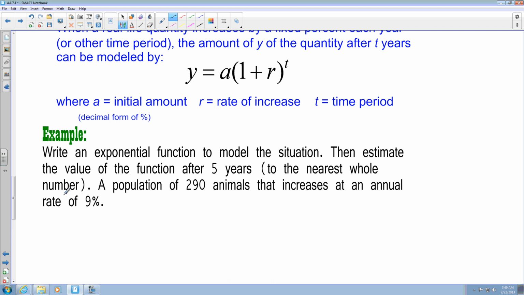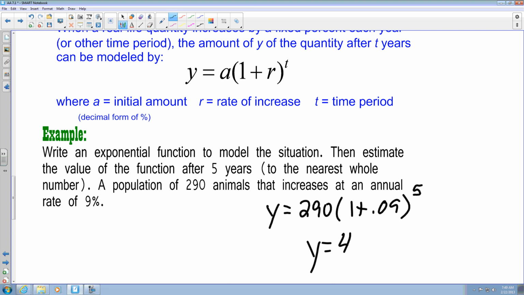So I'm going to plug it in. y equals my initial amount, which is 290. So I'm going to go 1 plus my rate, which is 9%. I have to remember to write that as a decimal. And then in this particular situation, they want to know what it is within 5 years. So my t would be 5. And when I do all the math to the nearest whole number, I get roughly about 446 animals.